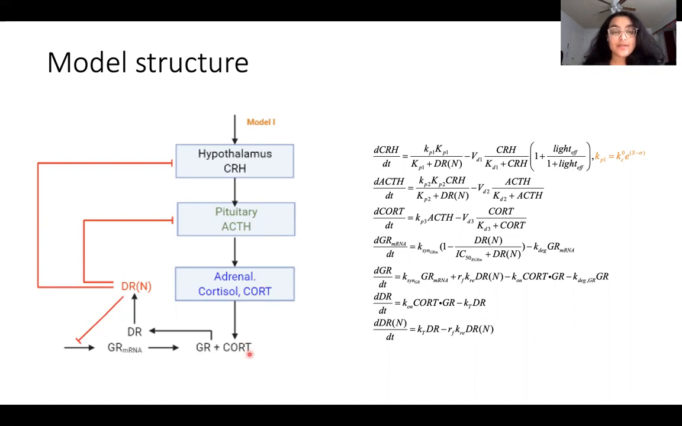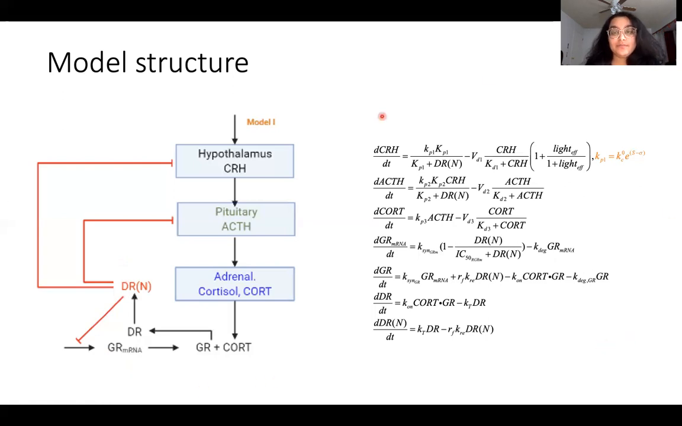CORT then, in the intracellular space, binds to free glucocorticoid receptors, and this complex we're denoting as DR. However, the activated complex is what we denote as DRN. This has been translocated into the nucleus where it can function as a transcription factor. DRN has inhibitory roles on ACTH and CRH, and this will prove pertinent when we begin to understand how FKBP5 affects these inhibitory roles. DRN also inhibits the transcription of the glucocorticoid receptor.